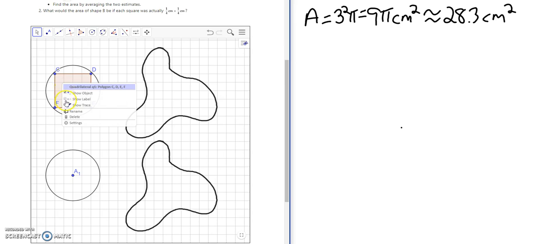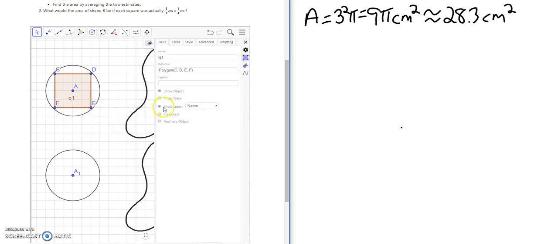What I can also do is if I right click and then click Show Label, I'm going to get a hold of that label. Now that says Q1. That's the name of this square that I just created. But if I right click again and do settings, I don't want the name. I want the value. And what that shows me is that I have 16 squares in this square Q1. So there's 16 square centimeters for the area of that square.